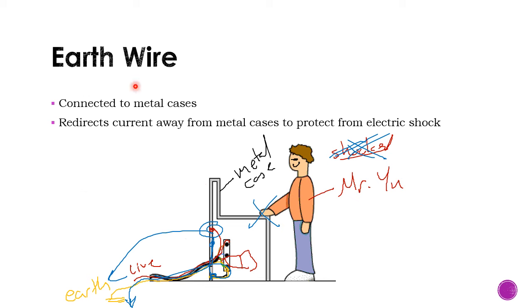فتاني, what's the function of the earth wire? It's usually connected to metal cases and it takes the current away from the metal case into the earth wire to protect you, Mr. U قصدنا يعني, from an electric shock. ودي ال safety features كلها. Okay? كويس أوي.